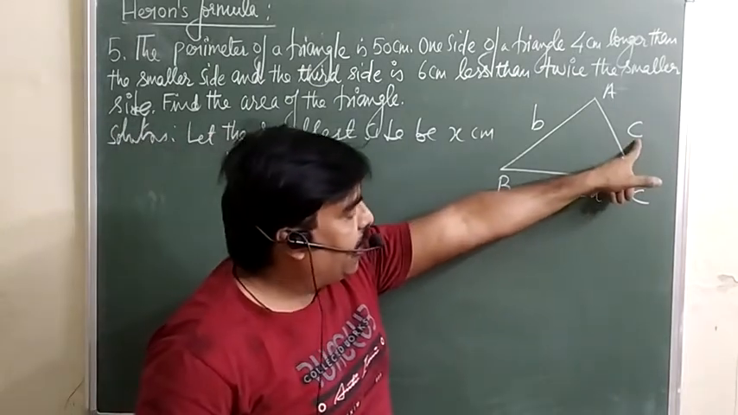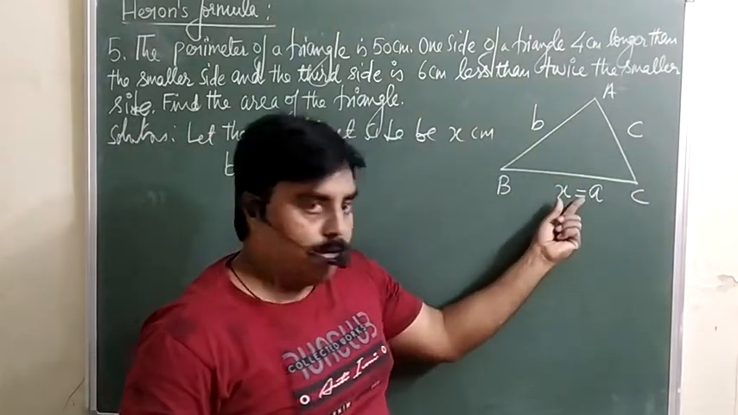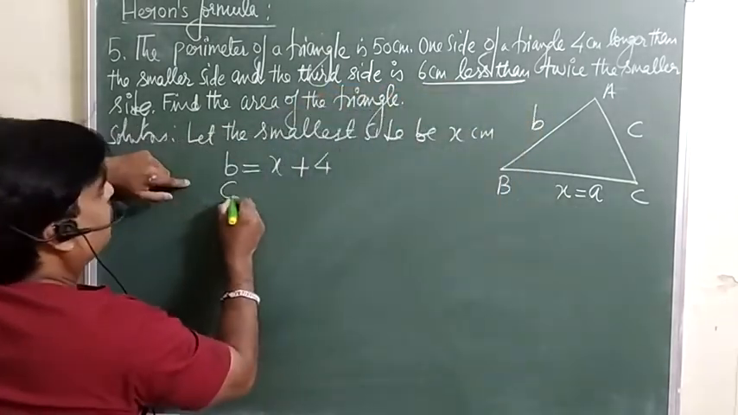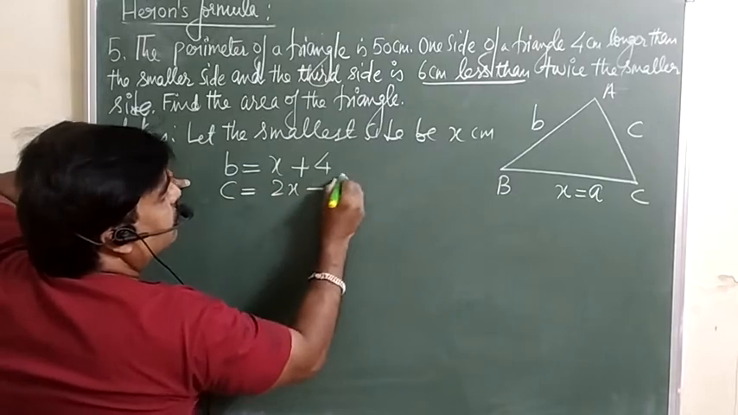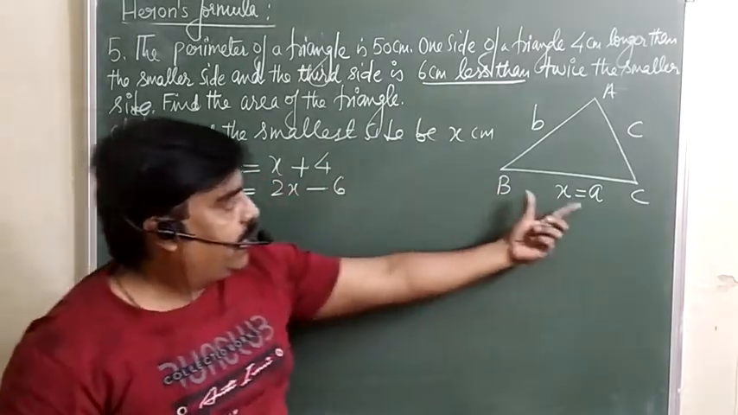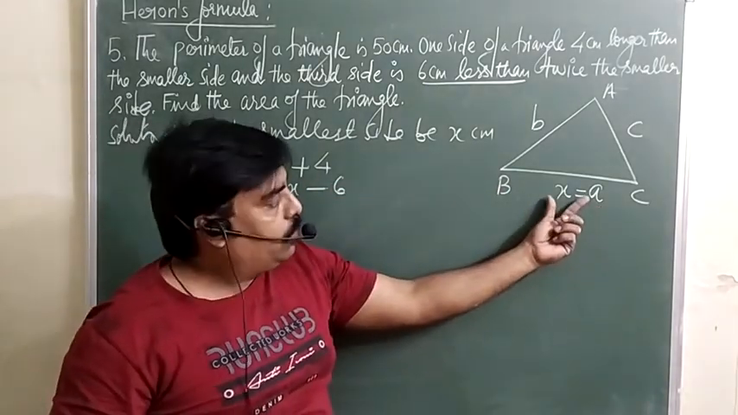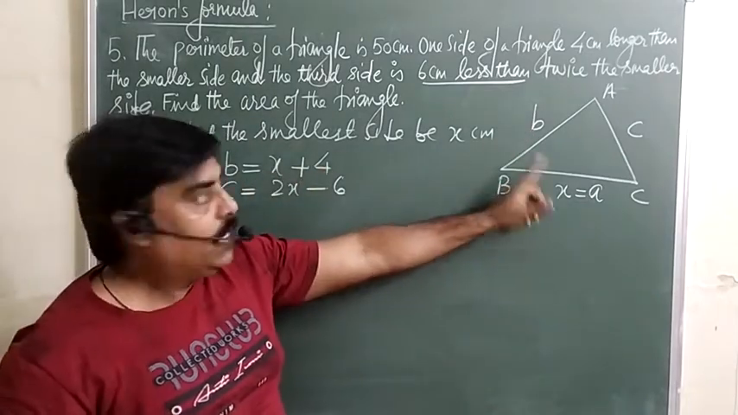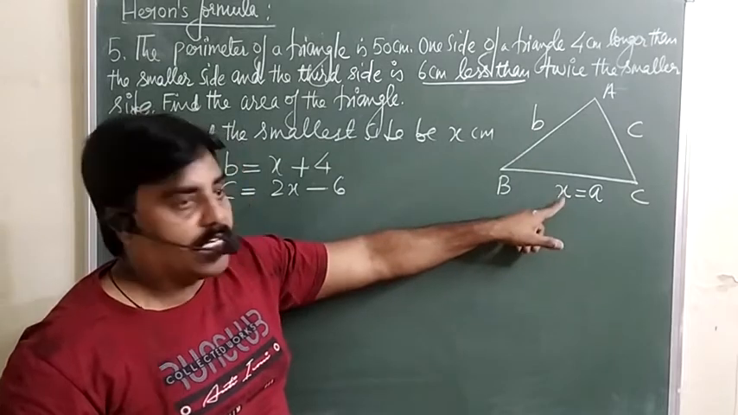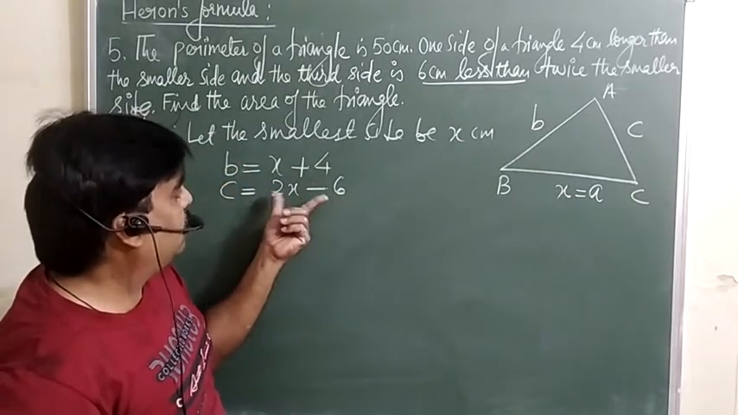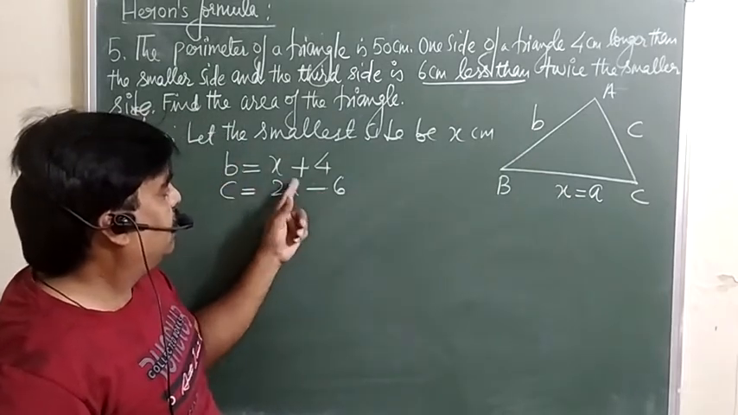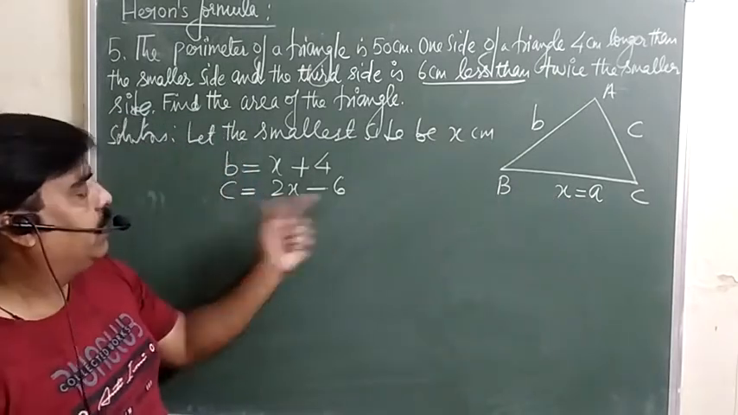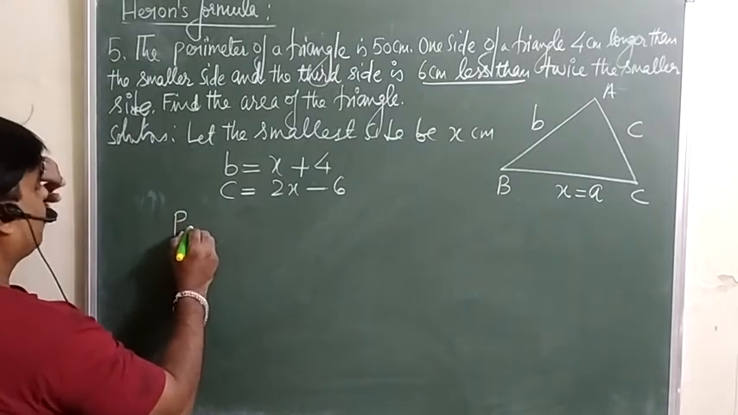And this third side is twice of this smaller side. How much less than twice? 6 centimeter. So c will be equal to what? 2x minus 6. This is the important point. Let the smaller side be x. This side is 4 centimeter longer than the smaller one. And this is 6 centimeter less than twice the smallest side. So the smaller side is x we are supposing, so 2x minus 6. But what will be the perimeter of the triangle?